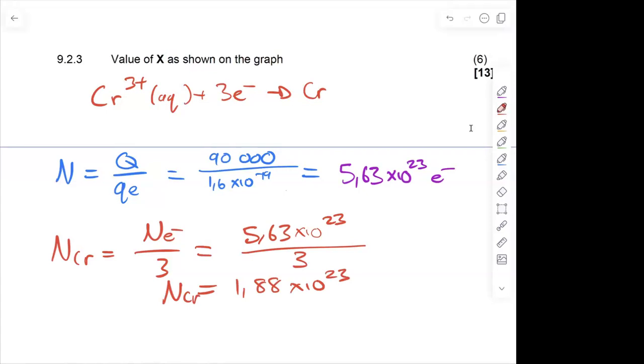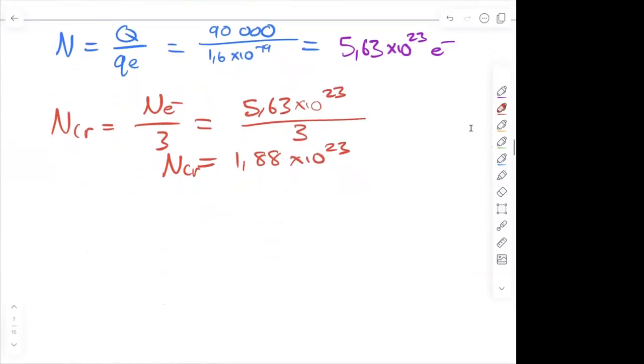Number of atoms is great, but the question is asking us to find the mass. But that's okay, we've got stoichiometry. We can definitely figure that out. Using stoichiometry, I've got the number. I need to go find the moles. Once I've got the moles, I then go find the mass in grams. So let's go find the number of moles.